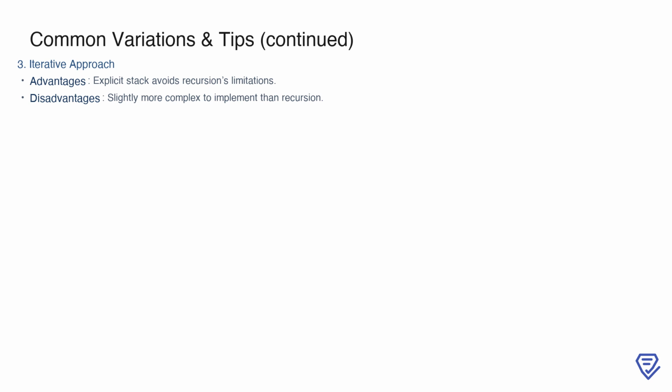The iterative approach is another popular method for binary tree traversals. Its main advantage lies in avoiding the limitations of recursion by using an explicit stack. This makes it more robust for handling deep trees without risking stack overflow. However, the trade-off is that the iterative method is slightly more complex to implement compared to recursion. You need to carefully manage the stack to ensure nodes are pushed and popped in the correct order to maintain the proper traversal sequence. By understanding these approaches and their trade-offs, you can select the most effective solution for a given problem while being prepared to discuss the reasoning behind your choice during interviews.